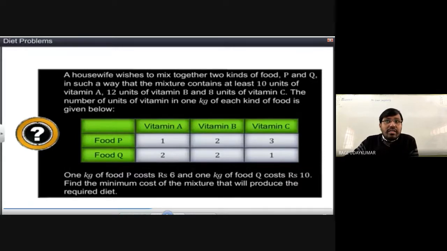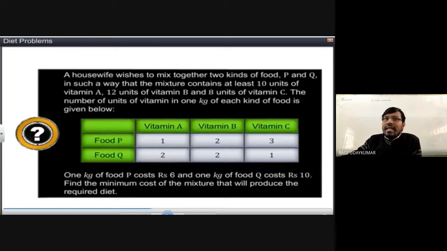And the number of units of the vitamin in 1 kg of each kind of food is given below. Food P has vitamin A 1 unit, vitamin B 2 units, vitamin C 3 units. 1 kg of food P costs 6 rupees, 1 kg of food Q costs 10 rupees. Find the minimum cost of the mixture that will produce the required diet. So we have to find out what the minimum cost will be for the required diet.